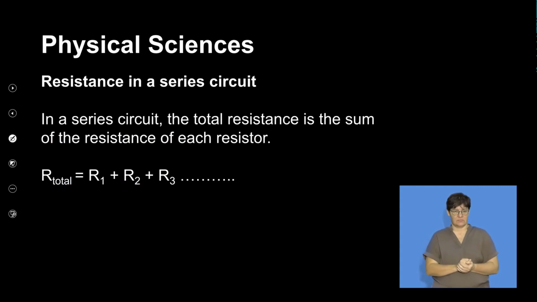So in other words, we are saying that in a series circuit, the total resistance is the sum of the resistance of each resistor. So if we had n resistors in series, the total resistance is simply the total of all those resistors that are connected in series.